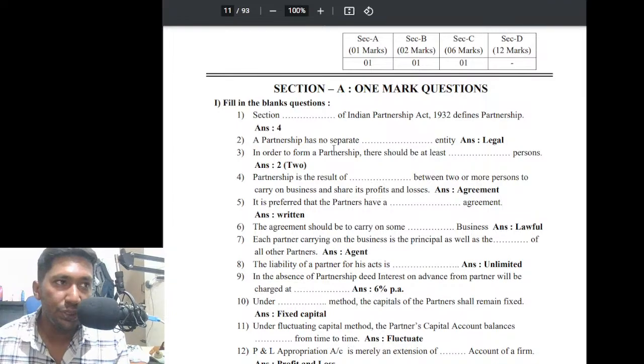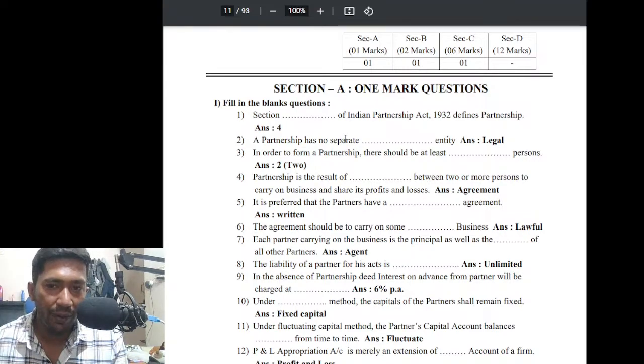So chapter 2 is very important. In the last year question paper, they have asked around 35 marks from chapter 2. Okay. So next, they have given us Section 4 of the Indian Partnership Act 1932, which defines partnership.